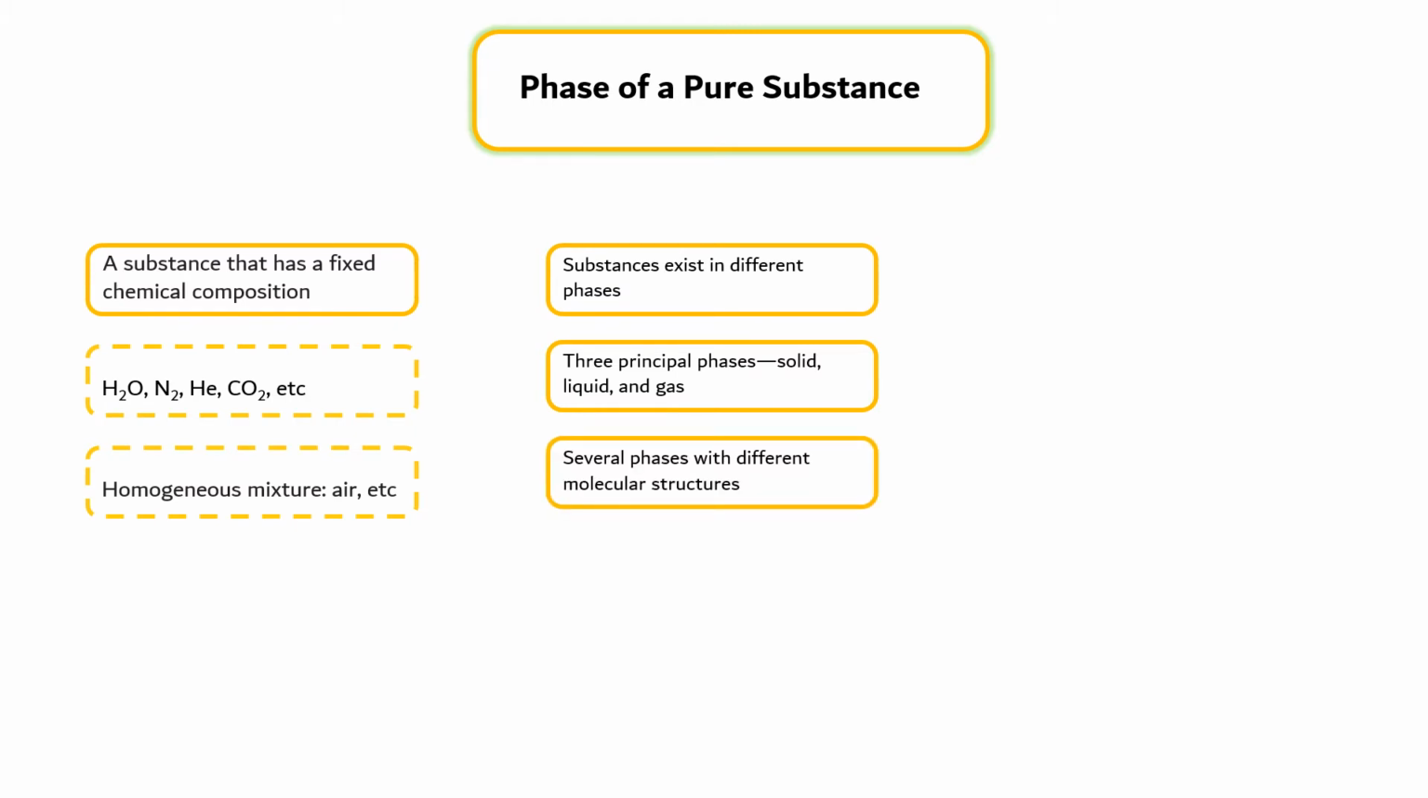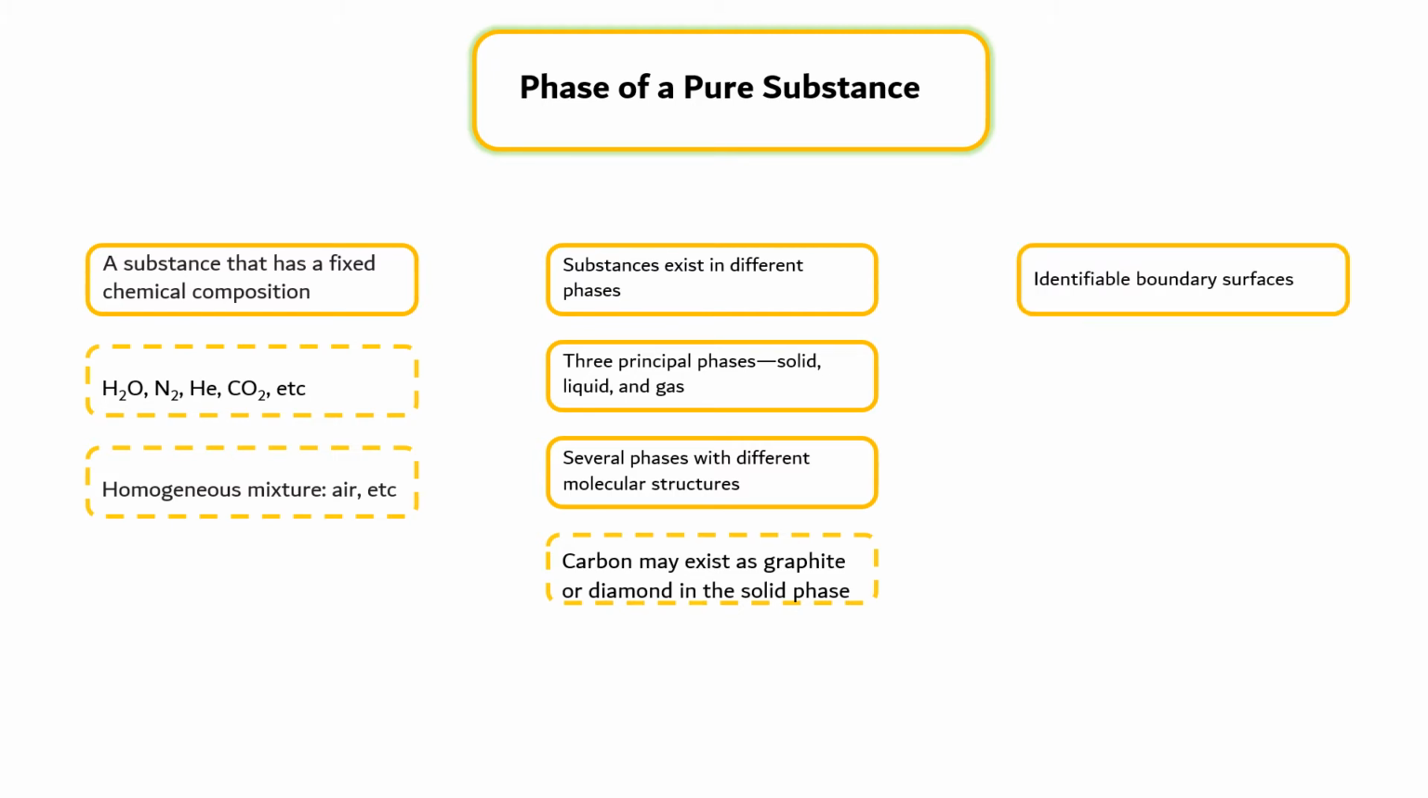For example, carbon may exist as graphite or diamond in the solid phase. Helium has two liquid phases. Iron has three solid phases. Ice may exist in seven different phases at high pressures. A phase is identified as having a distinct molecular arrangement that is homogeneous throughout and separated from the others by easily identifiable boundary surfaces. For example, the two phases of H2O in ice water.